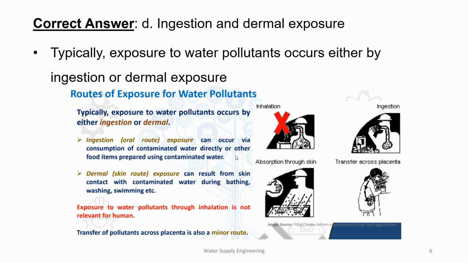So, exposure to water pollutants through inhalation is actually not relevant for human beings. And a transfer of pollutants across placenta is also a minor route. So the major one is either through ingestion or through skin, that is dermal.